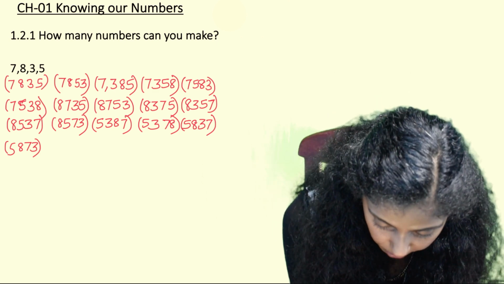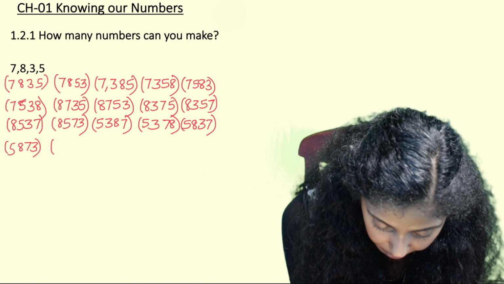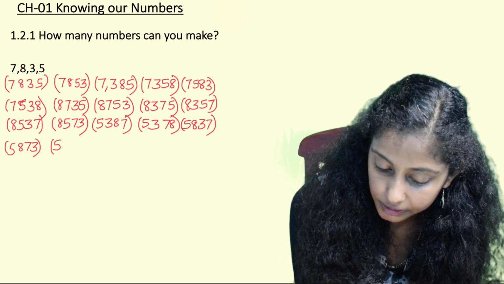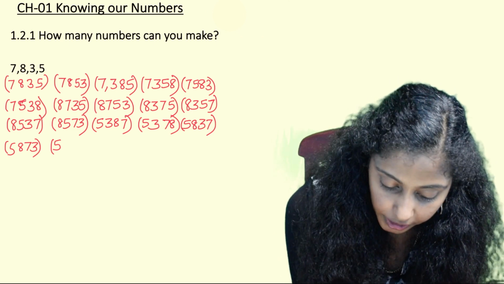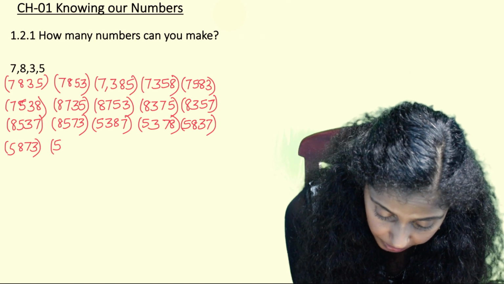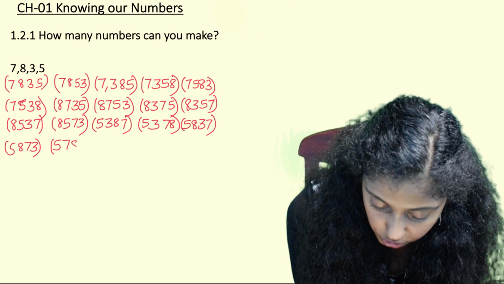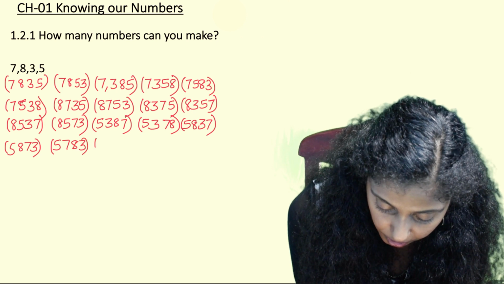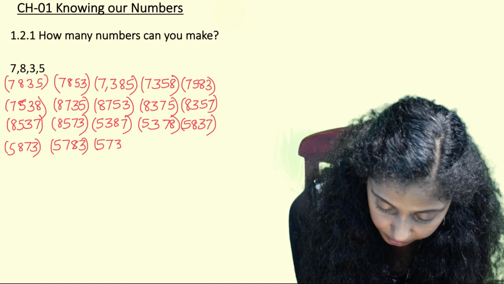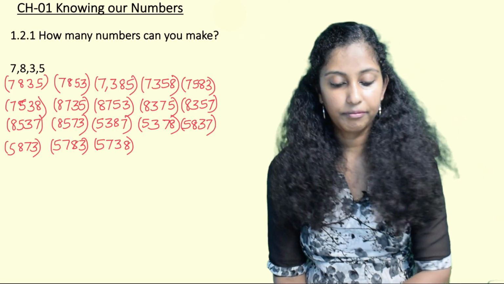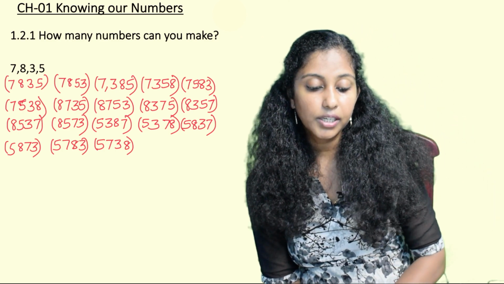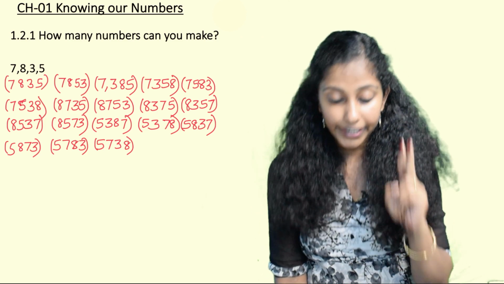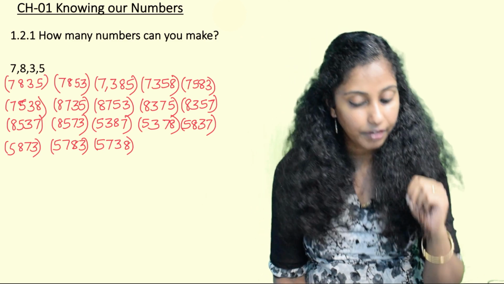After this, I can also make more numbers by keeping 5 in the first position. I kept 3 twice in the second position. I kept 8 also twice. Now I will keep 7 in the second position, and then I will write the other digits. Again 5, 7 and 38. So like this I have made numbers. Here you can see we have made numbers using 7 in the first position, 8 in the first position, and even 5 in the first position.